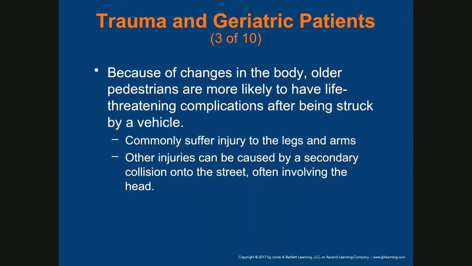Because of changes in the body, older pedestrians are more likely to have life-threatening complications after being struck by a vehicle. They commonly suffer injuries to the legs and arms. Other injuries can be caused by secondary collision onto the street, often involving the head, right? And remember, in the geriatric population, the brain shrinks, so there is more space inside of the skull, which puts them at a high risk for blood vessels tearing, resulting in bleeding inside of the skull.